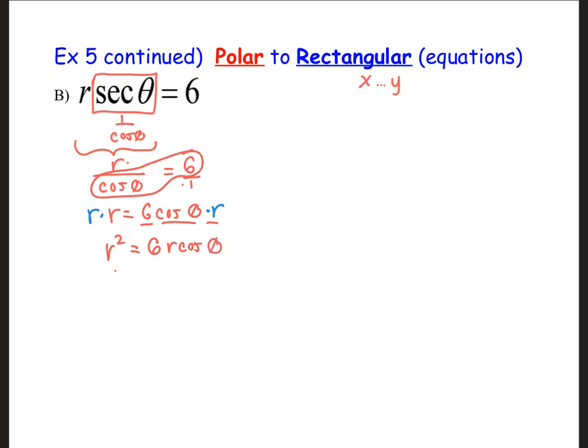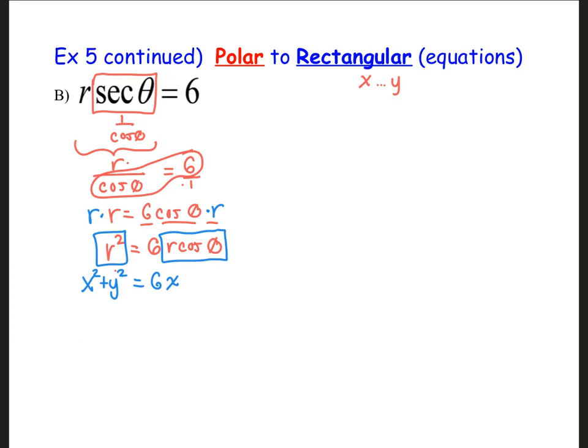Now, replacing, because we are trying to get rid of anything with r and theta and replace it with x's and y's. So I'm going to take out the r squared and replace that with x squared plus y squared. I'm going to take out the r cosine theta and replace that with x. So I have 6x. This is an example of one where we need to get the x's and y's on the same side, and in this case, we are going to have to do completing the square. Okay, so it's been a little while since we've done completing the square. This will be a nice little review.